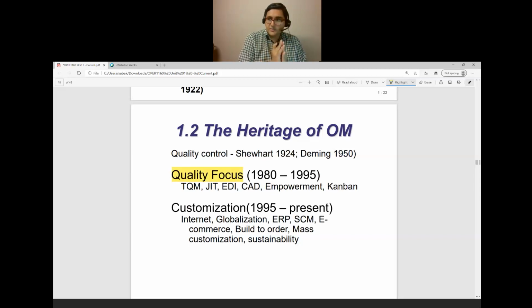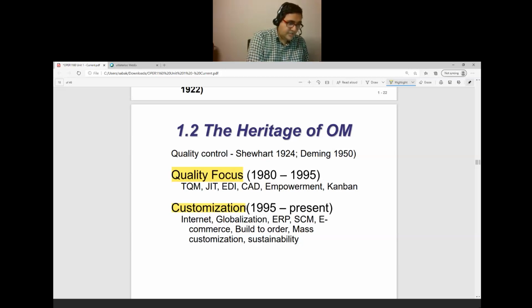Subsequently, the focus shifted from cost to quality. Once the different companies understood that operations management was helping to reduce the cost, the focus shifted from cost to quality, which has been the situation till say the mid 90s or the end of the 90s. That's where you will be hearing lots about TQM, total quality management, just in time, and so on.